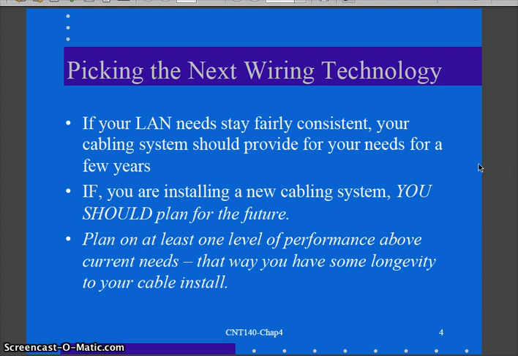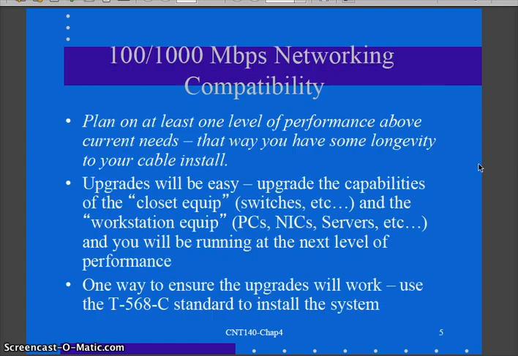If I only plan for gigabit to the desktop and I only install cabling that will support gigabit, when I go to upgrade and try to run 10 gig to my desktop, I have to tear out all the cabling and put in new cabling. Well, that's not very smart. So they say you should plan at least one level of performance above what your current needs are. That way I have some length of use out of my cabling.